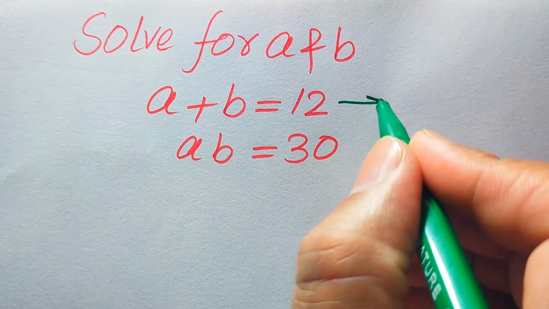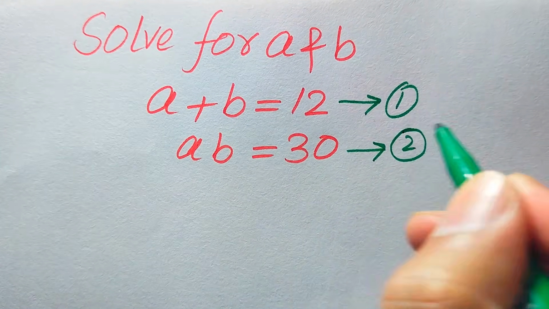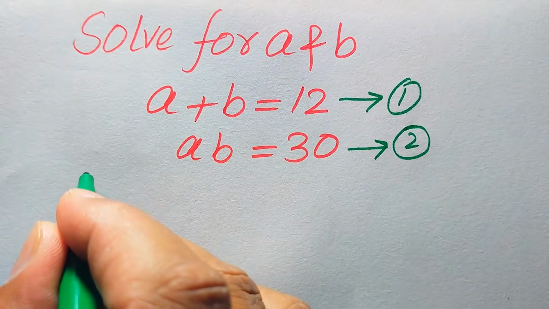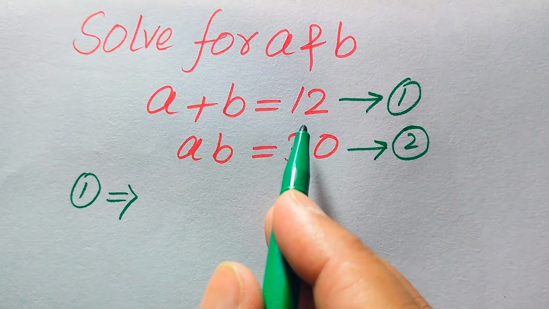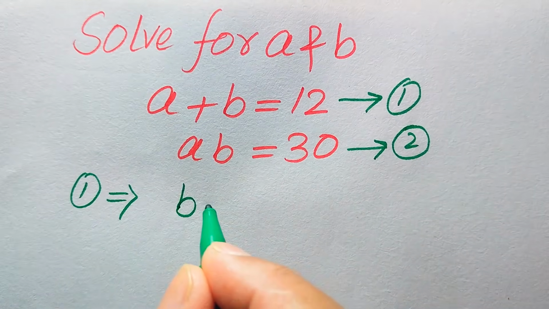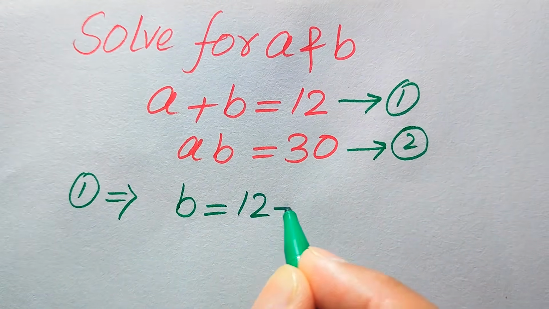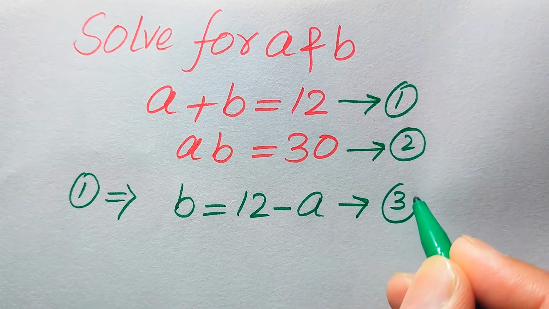So here first we call this our equation number 1, and we call this our equation number 2. So we need to focus on equation number 1, and equation number 1 implies that a plus b is equal to 12. Here we move the a to the right hand side and we get the value of b is equal to 12 minus a, and we call this our equation number 3.